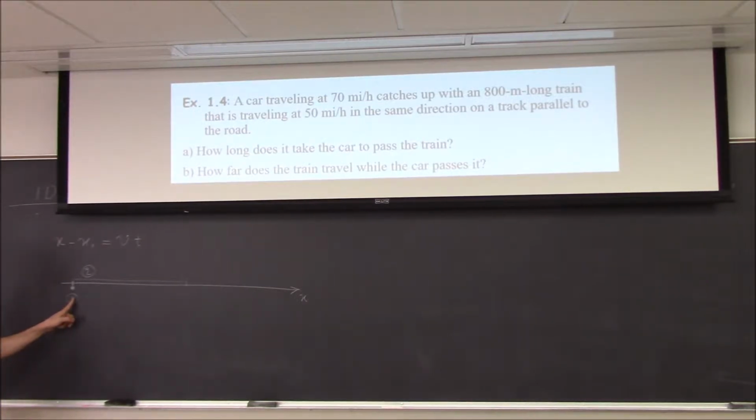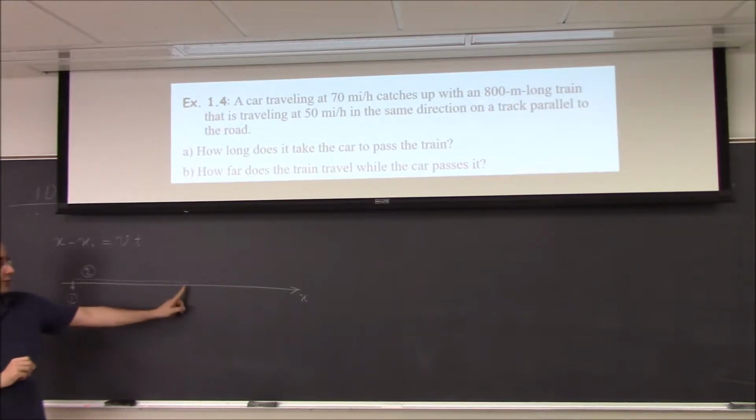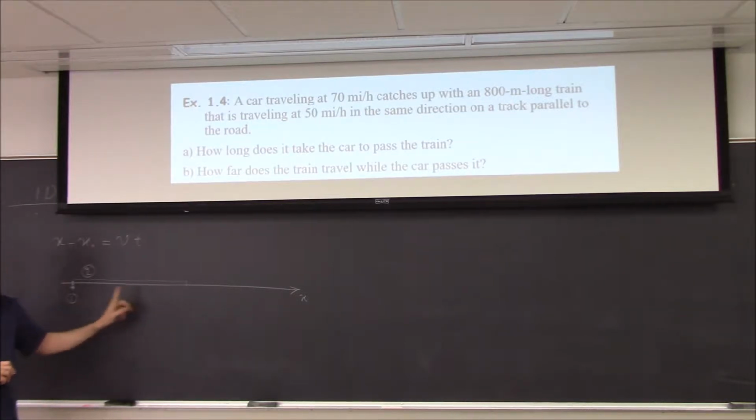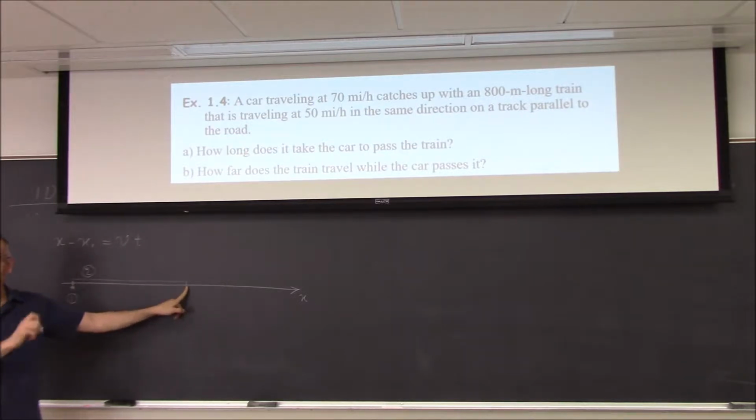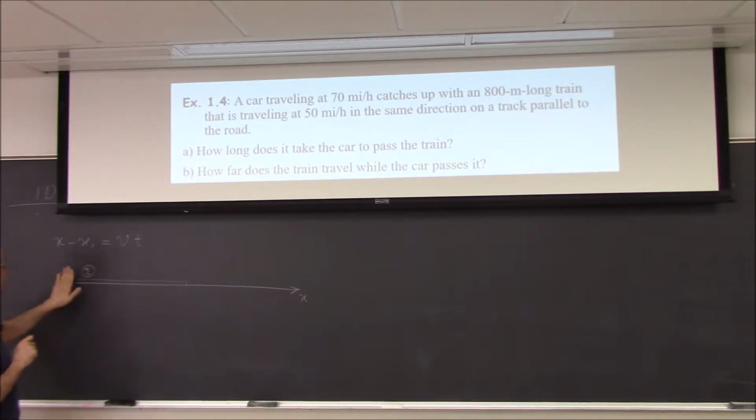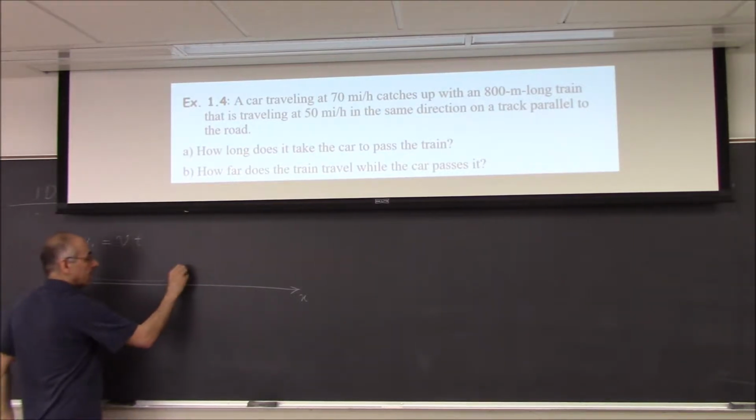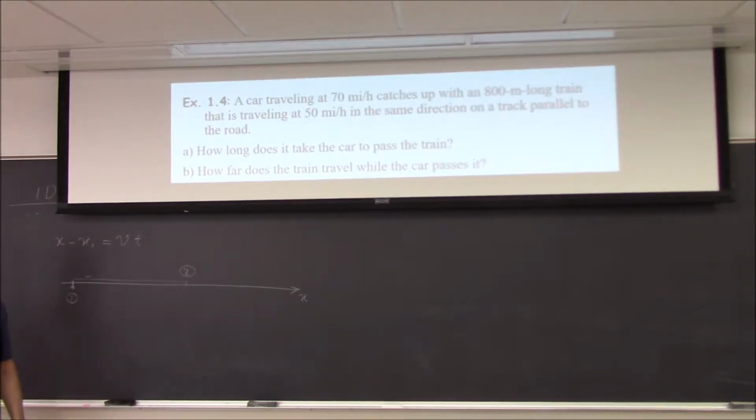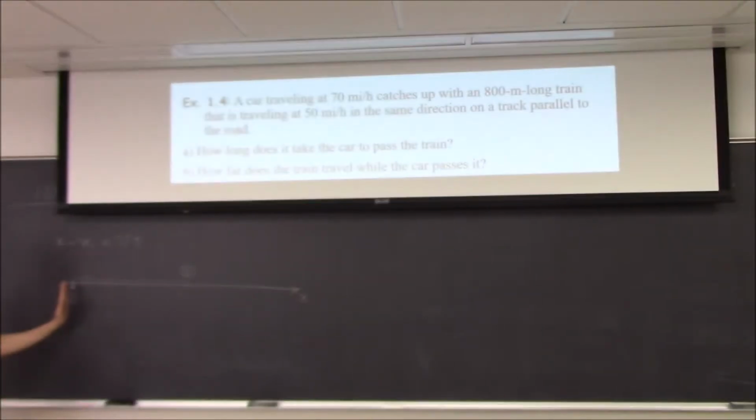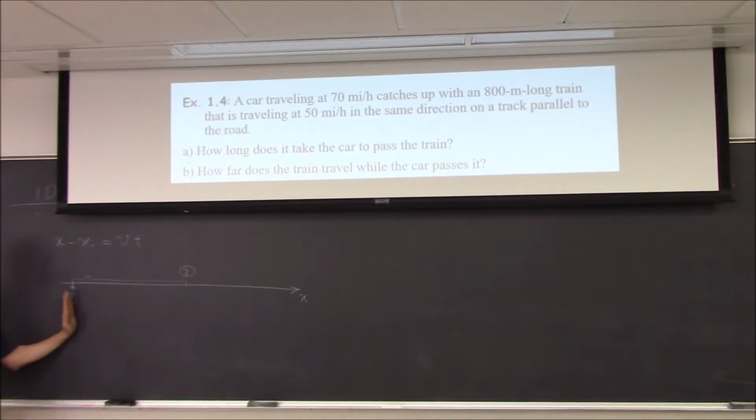Okay, for the car, we want to see how long it takes for the car to reach the front of the train, right? So it's like one object is the car, the other object is the front of the train. So basically, let me put that in here. The second object is the front of the train. But the time starts when the object is at the end of the train, right?